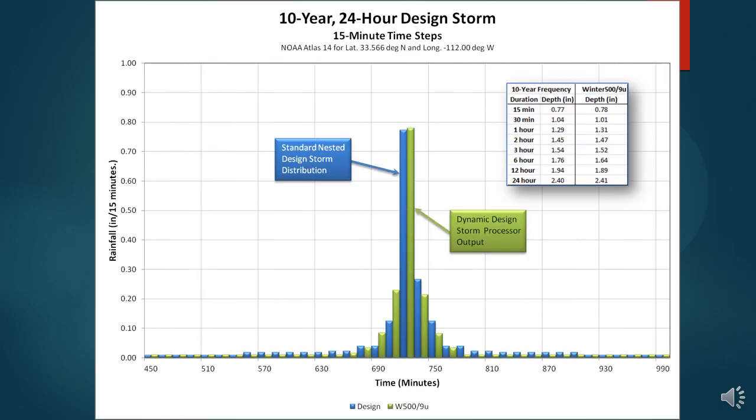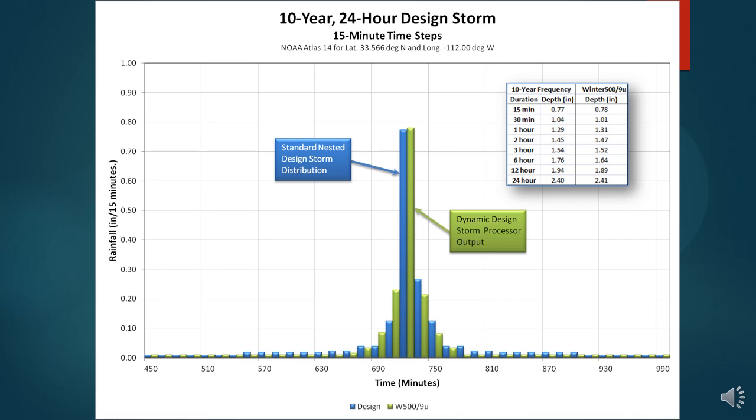Here's the result. So the blue is exactly the same ordinance that we showed in the previous slide. That's our standard nested design storm distribution over a 24-hour period. And the result from our dynamic design storm, by passing this storm over a target location, this is the result that we got. It's very, very close. Now, I didn't get that on the first pass. It was right out of the box.